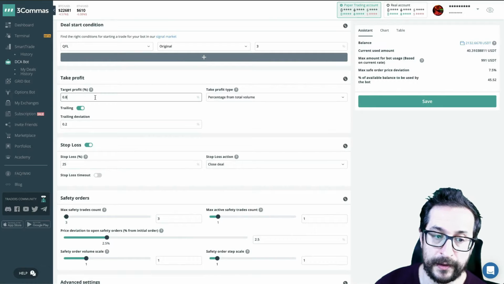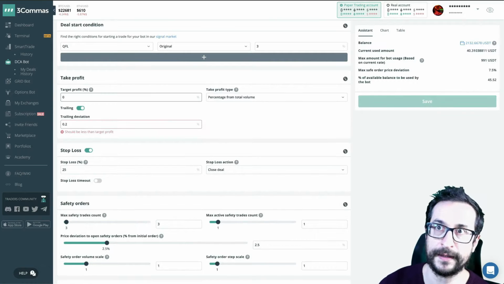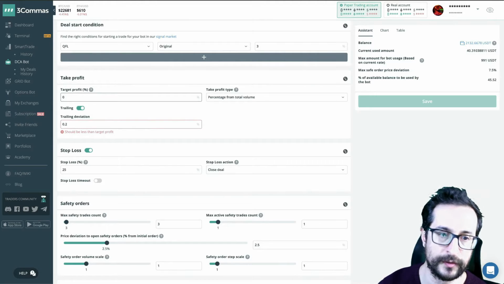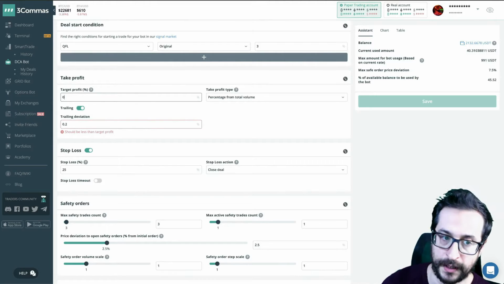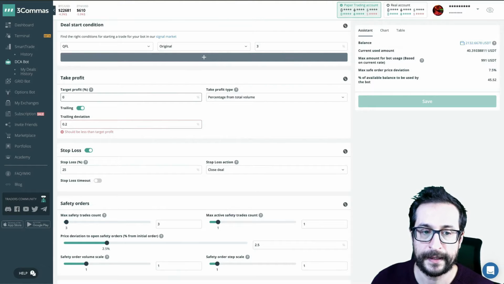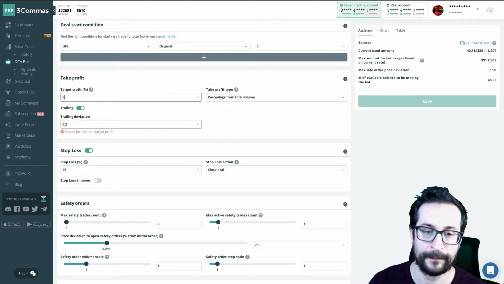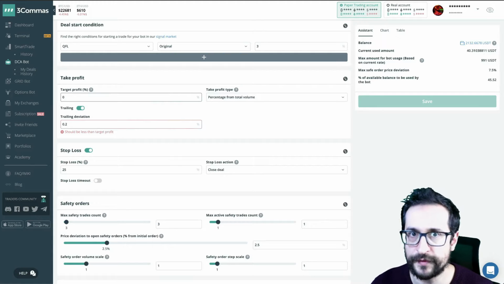The lower you pick the take profit, the more often and the sooner you will be able to close deals. You will be making less money in a single deal, of course. But if this is used the right way with the right signal, you could be closing much quicker and getting the profit much more often.